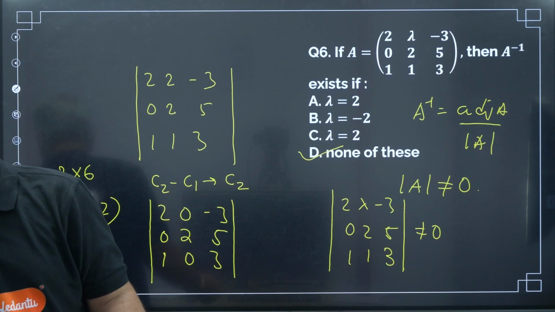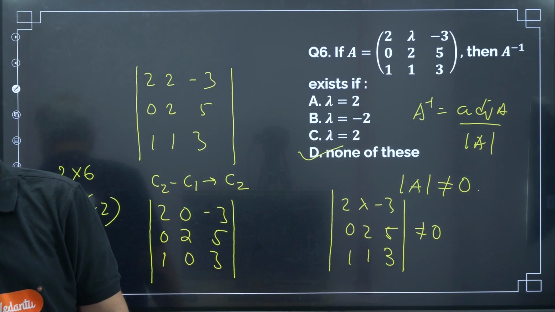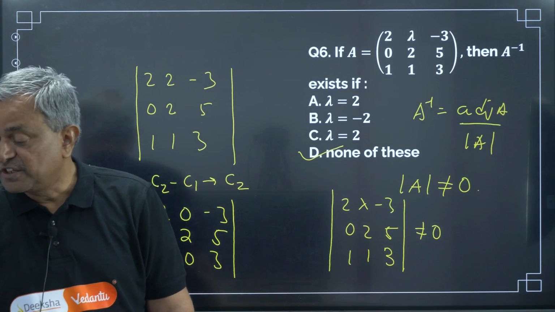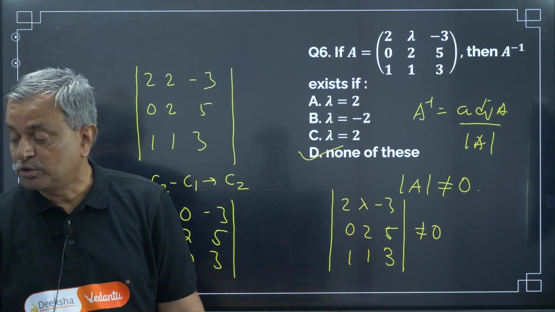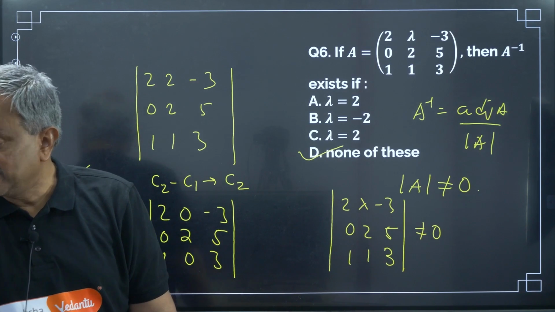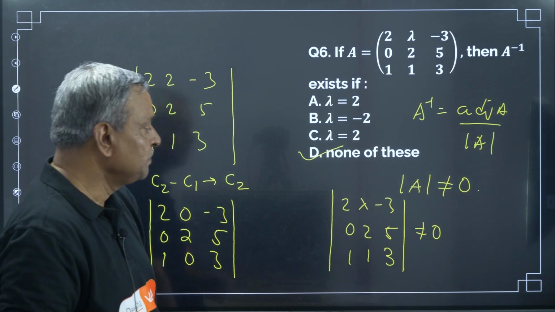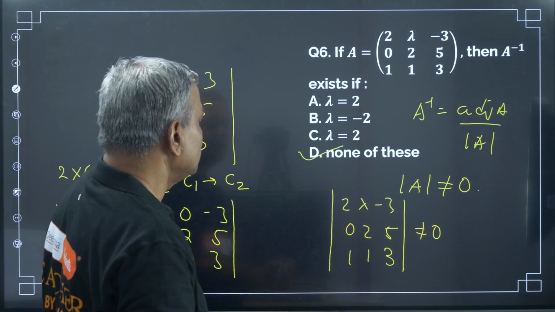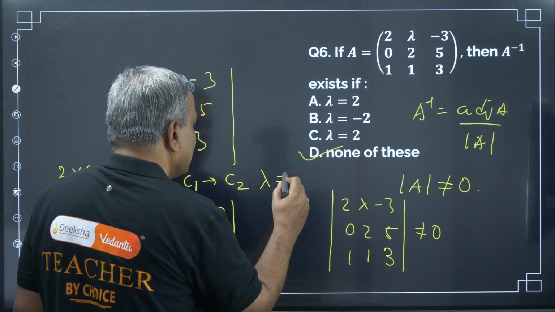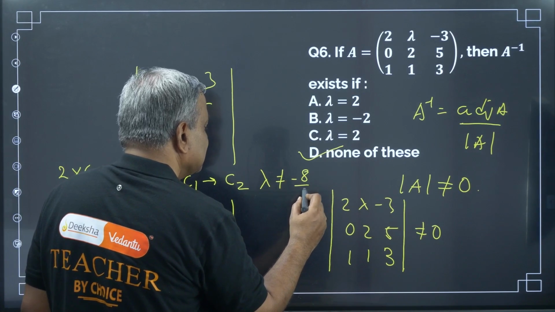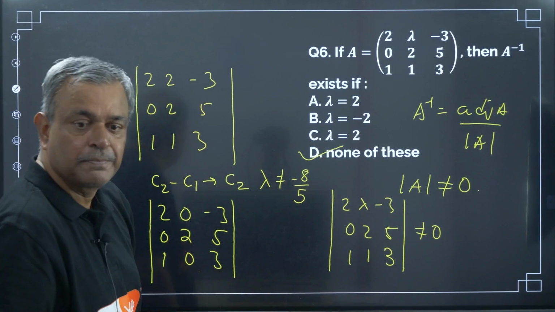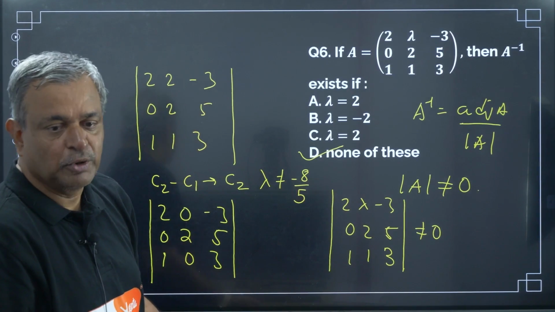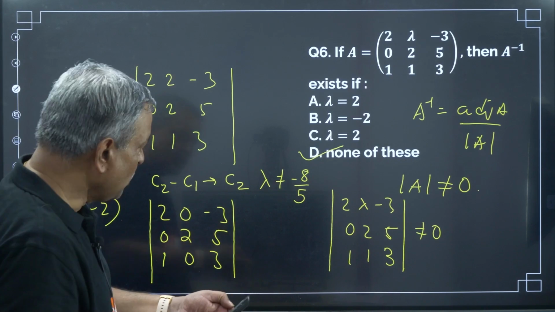2 lambda minus 3, if you evaluate it, lambda is equal to minus 8 by 5, it is coming. So what is asked? We'll have inverse if det of A is not equal to 0. So lambda is not equal to minus 8 by 5. Everywhere else the inverse is possible. Actually the framing of the question is wrong.